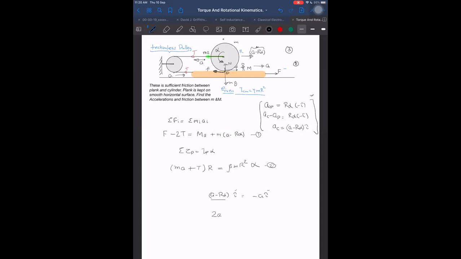So then we get 2A is equal to R alpha. That is the third equation. How many equations and how many unknowns? Three equations, 3 unknowns. This is not an extra equation, this is the same only. Three equations, 3 unknowns: T, A, and alpha.